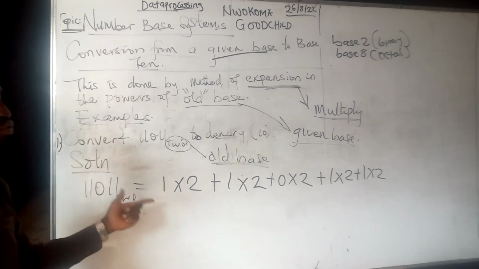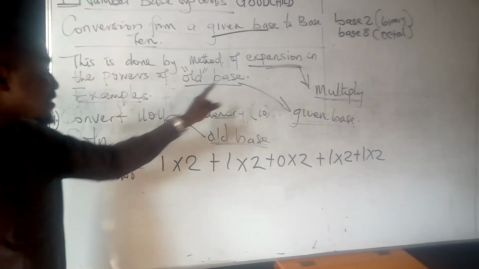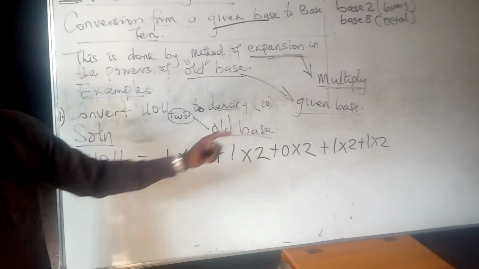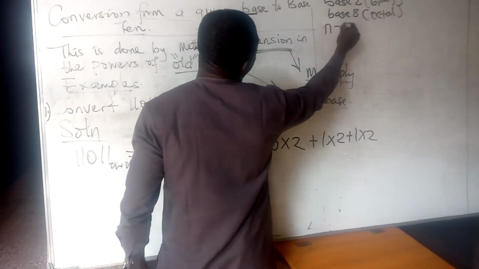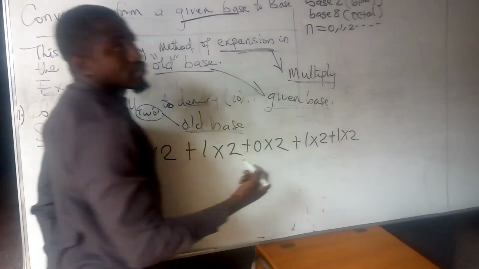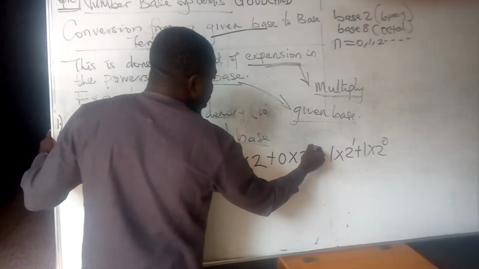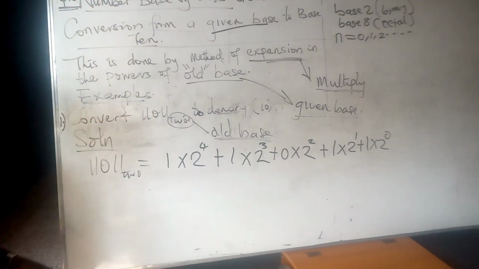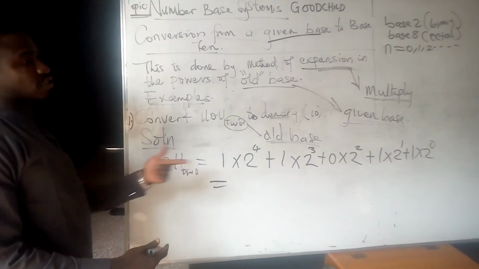Now, for us to take this particular base 2, which is in binary, to base 10, we have already expanded. The next thing we do is to take their powers. For us to take their power, we will start from 0. We have a criterion that n is equal to 0, 1, 2 till infinity. We can apply that here. So we start from here, 0, we have 1, we have 2, here will give us 3, and here will give us 4.